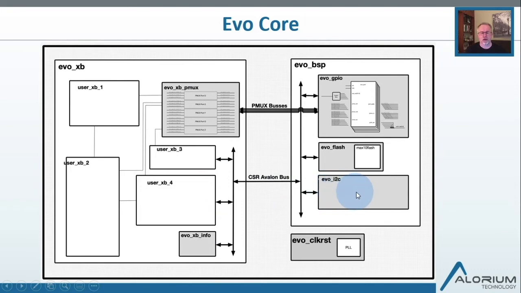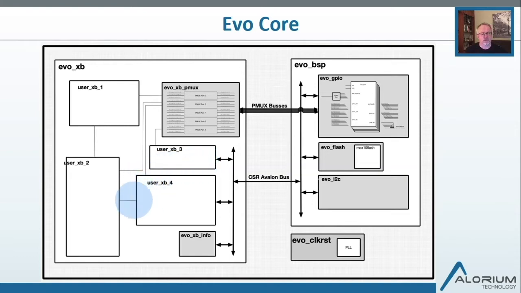The I2C block over in the BSP is the master for the CSR Avalon bus, which you can see is connected to the other blocks in the BSP and also has a connection across into the EvoXP. And we've got the XP info block connected to that CSR bus, but also there's a couple of user blocks that are connected. You can connect to the bus or not connect to the bus. It's up to you, depending on how you're doing your logic. But it's easy just to add a slave port on that bus to connect any block you have up to that CSR Avalon bus.